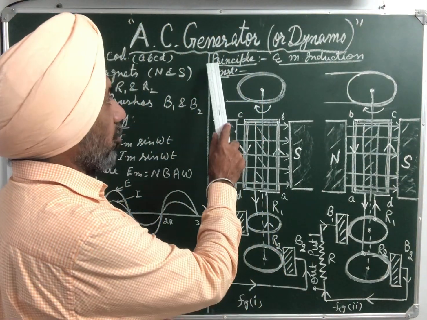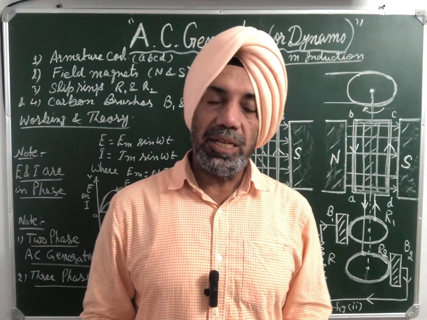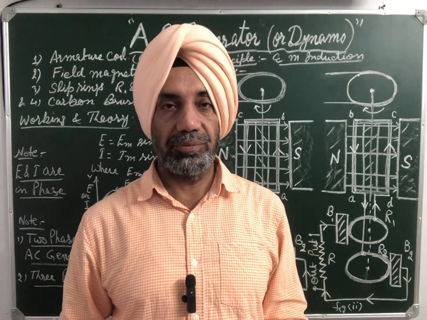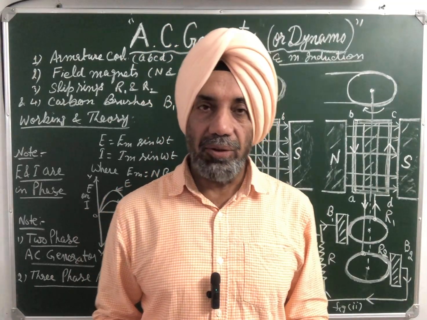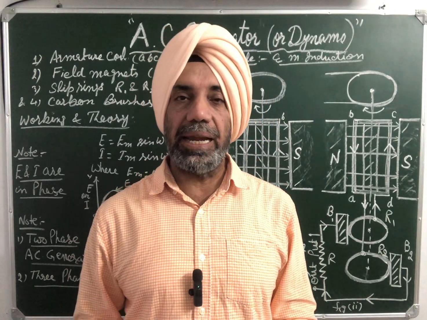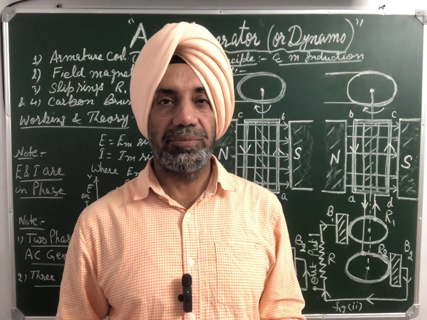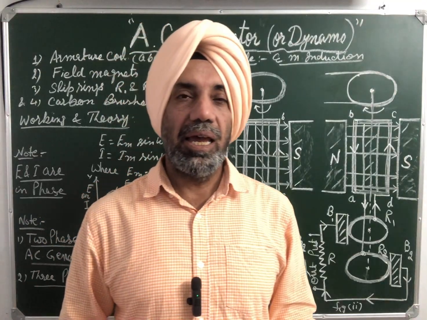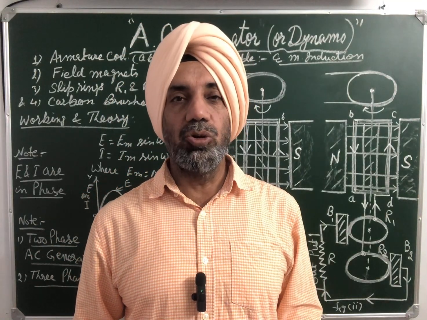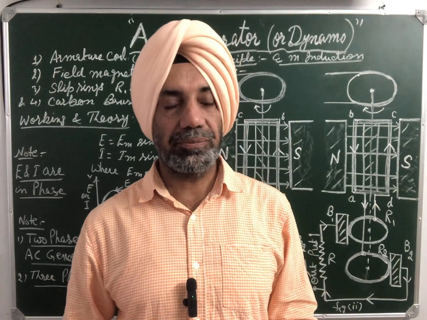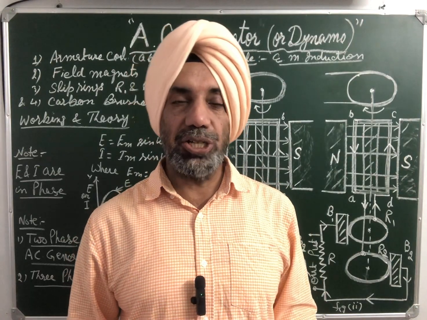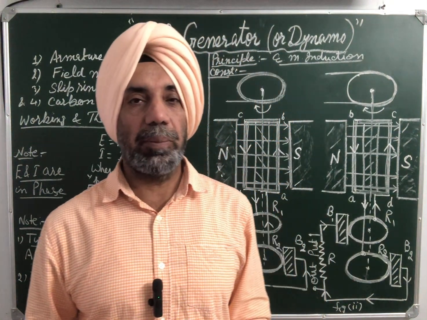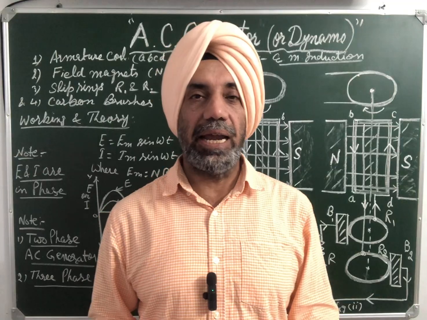Now first of all, what is its principle? It is based upon the principle of electromagnetic induction. It states that when a coil is rotated in a magnetic field, magnetic flux linked with the coil changes and hence induced EMF is produced. The direction of induced EMF so produced is given by Fleming's right hand rule.